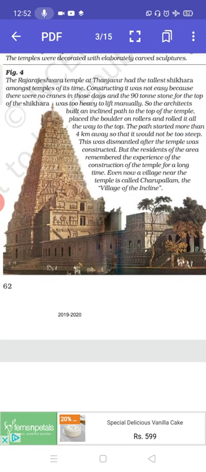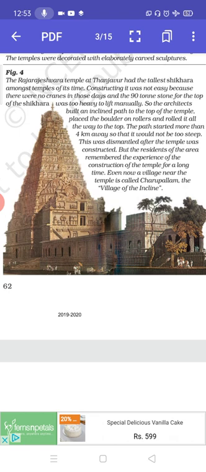Then figure 4, the Raja Rajeshwar temple at Thanjavur, had the tallest shikhar amongst temples of its time. Shikhar is the topmost portion. Constructing it was not easy because there were no cranes in those days, and the 90-ton stone for the top of the shikhar was too heavy to lift manually.